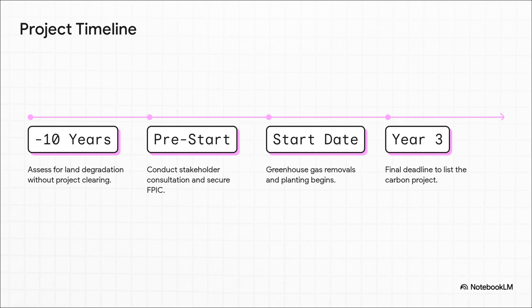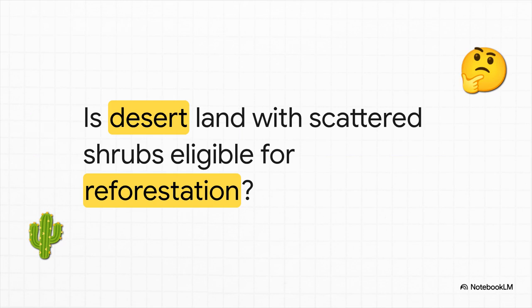Makes sense. Then, moving forward on our timeline, we hit the pre-start phase, where you complete all your FPIC and stakeholder consultations. Only then do you reach the official start date, which is strictly defined as the exact moment when greenhouse gas removals begin, literally when the trees go into the ground. And finally, you have a hard deadline at year 3 to formally list your project. Now, even with all these strict rules, things can still get incredibly gray in the real world. Just consider this desert agroforestry dilemma from our source material.